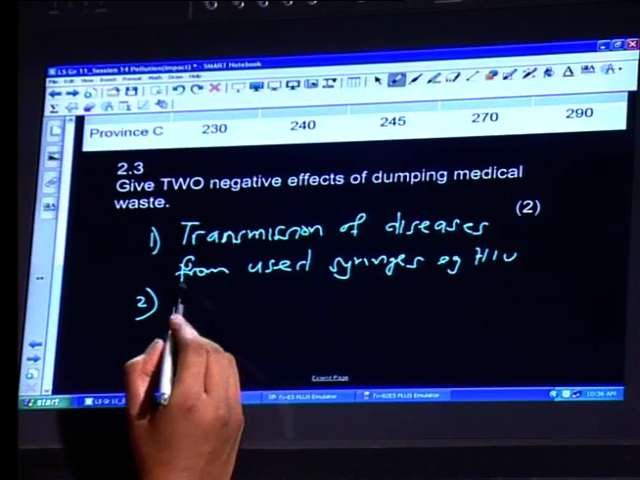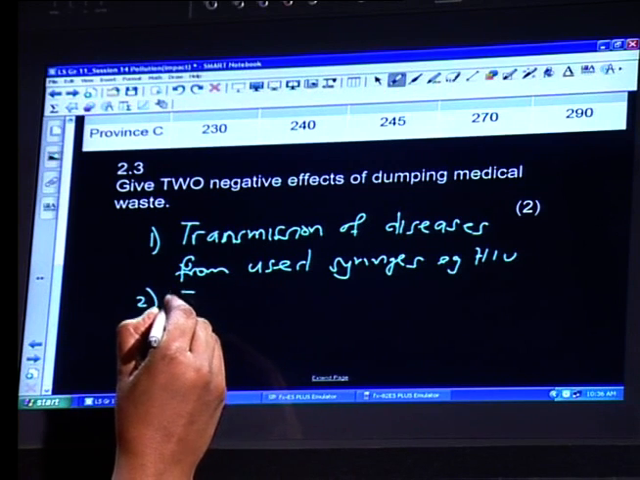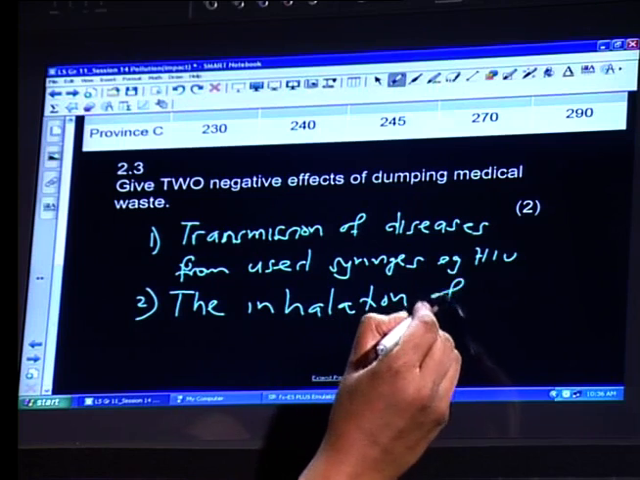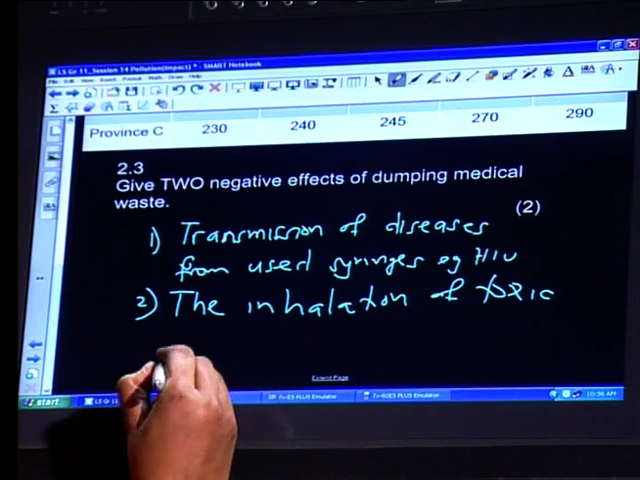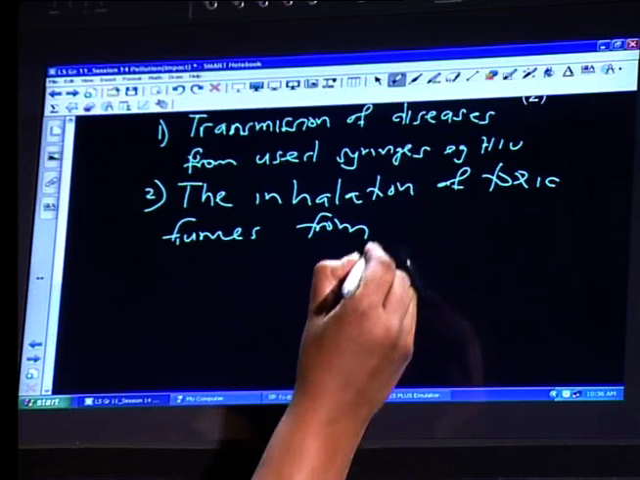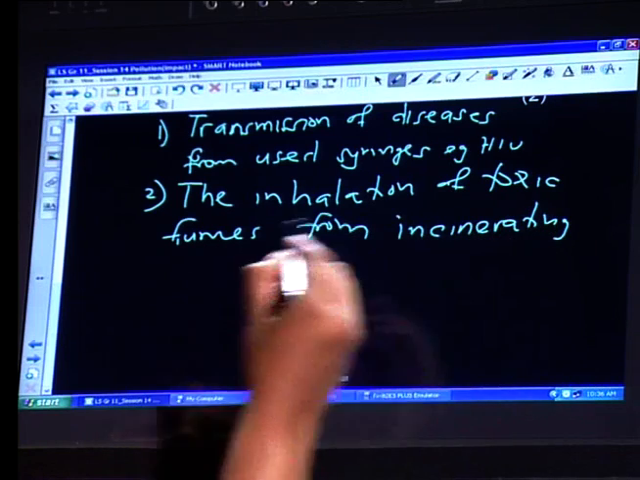So they burn up the organs, the parts that have been operated and the organs that have been dumped, right? And the decomposing can give a bad odor, right? So the negative effects is the transmission of diseases from the used syringes, and also you find the inhalation of toxic fumes from incinerating medical waste.